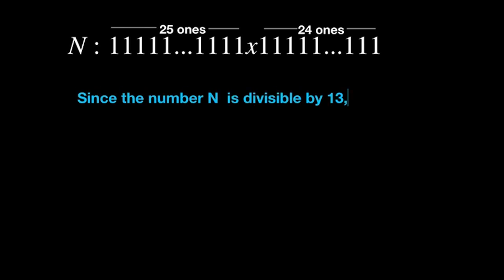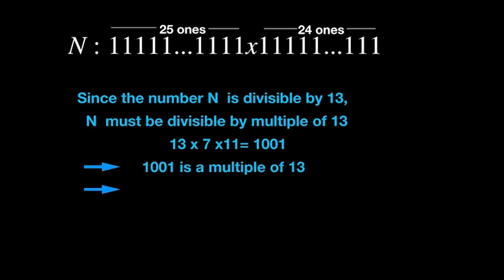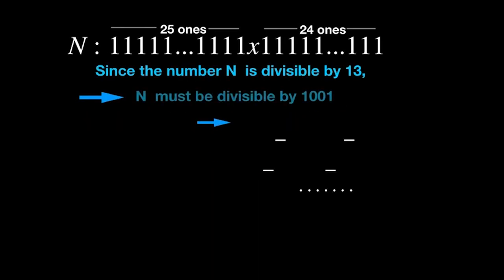Since the number n is divisible by 13, the number must be divisible by 1001, because 13 is a factor of 1001, since we know 13 into 7 into 11 equals 1001. So 13 is a factor and 1001 is a multiple of 13. So since the number is divisible by 1001, it must be divisible by 13 clearly.